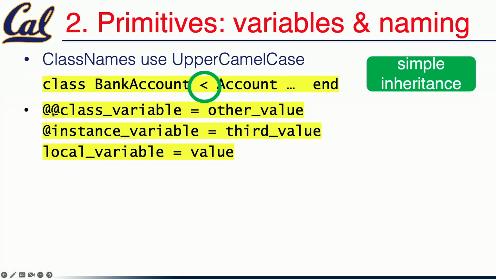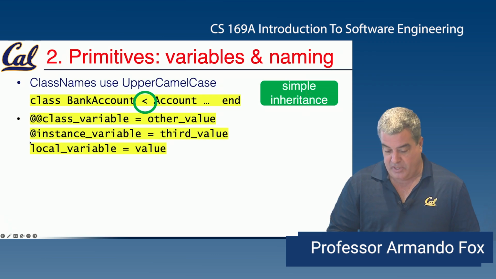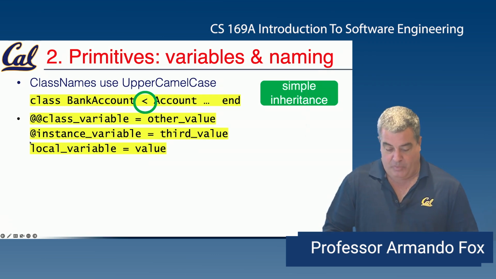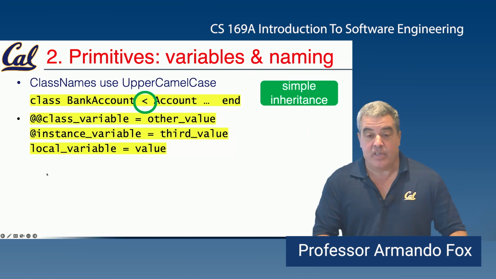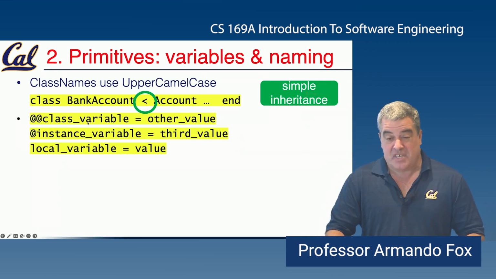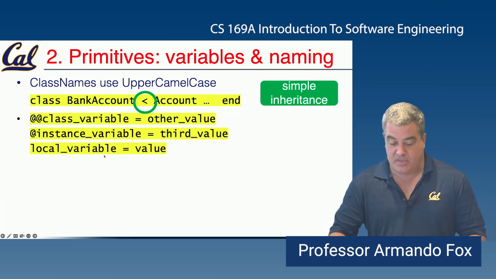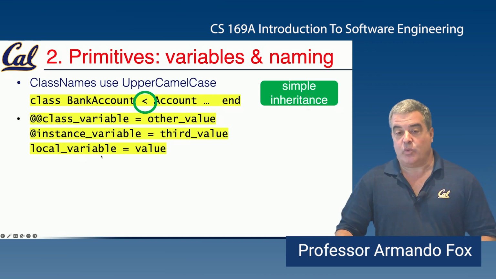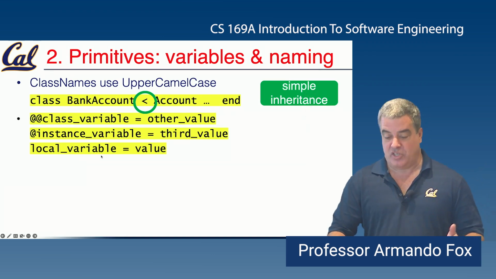There are class variables. You might call these static variables in other languages. They're preceded by a double @ sign. Instance variables, a single @ sign, and just plain old local variables, which are preceded by nothing at all. And these are all 3 different namespaces. So you could have variables whose textual name is the same, but one of them is a class variable, one of them is an instance variable, and one of them is a local variable, and those are 3 different variables. For obvious reasons, you shouldn't normally do that because it's just plain confusing.